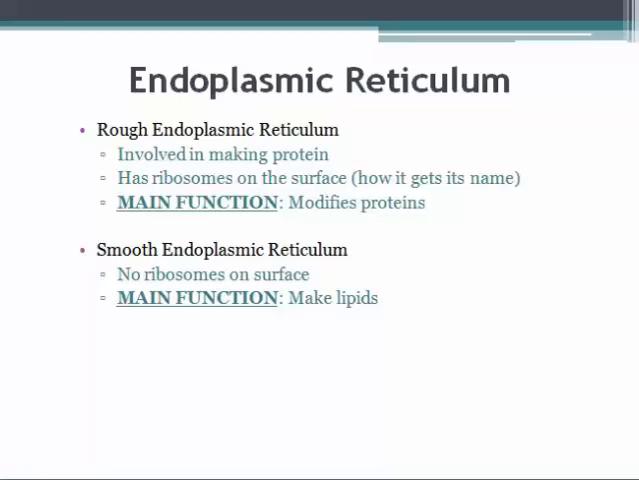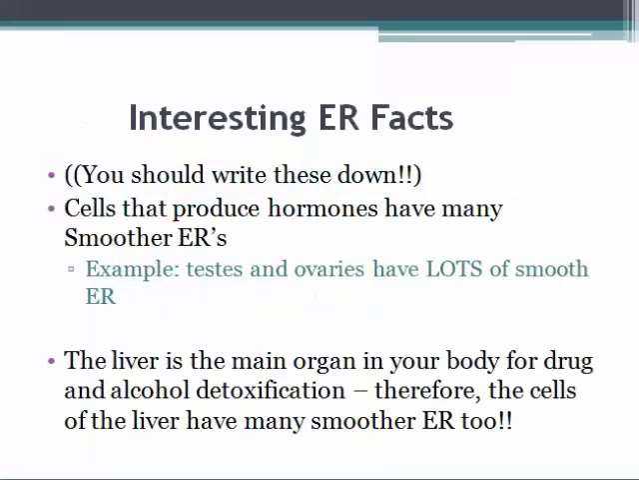The smooth endoplasmic reticulum, or the smooth ER, has no ribosomes on the surface. Main purpose is to make lipids. Interesting ER facts. You should write these down. Cells that produce hormones have many smooth ER. Example, testes and ovaries have lots of smooth ER. The liver is the main organ in your body for drug and alcohol detoxification. Therefore, the cells of the liver have a lot of smooth ER too.